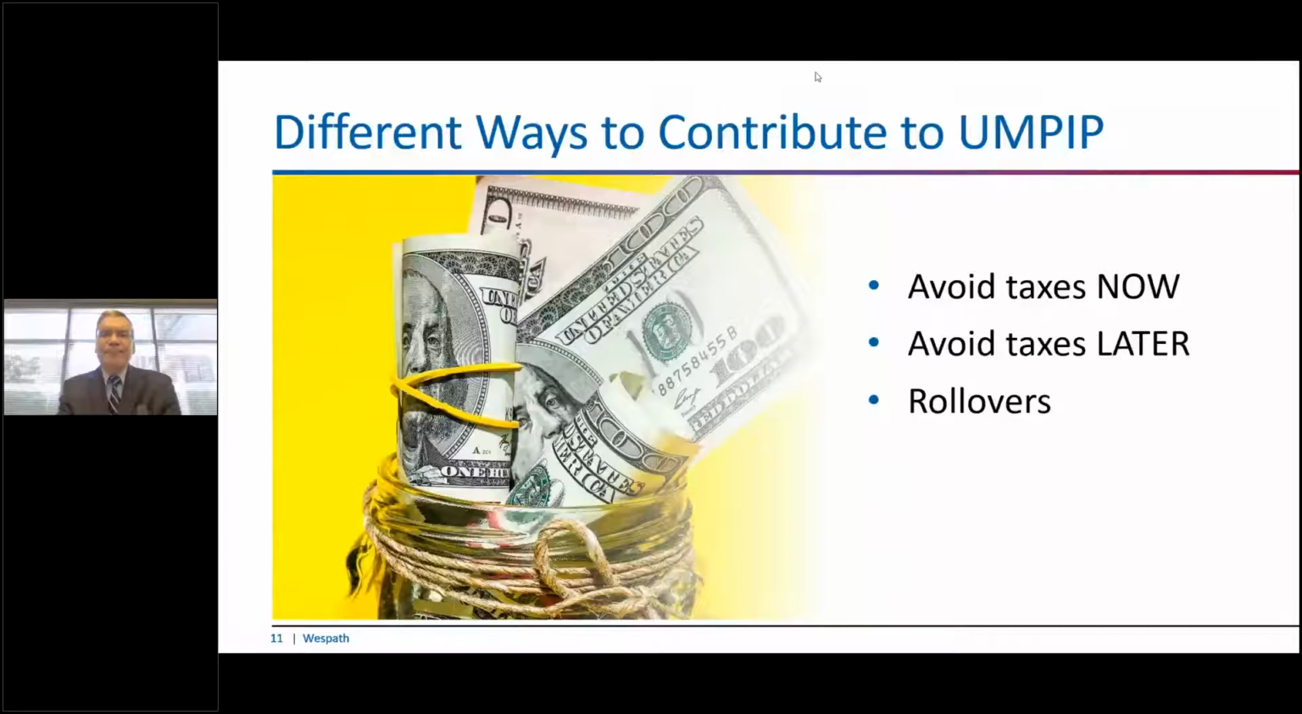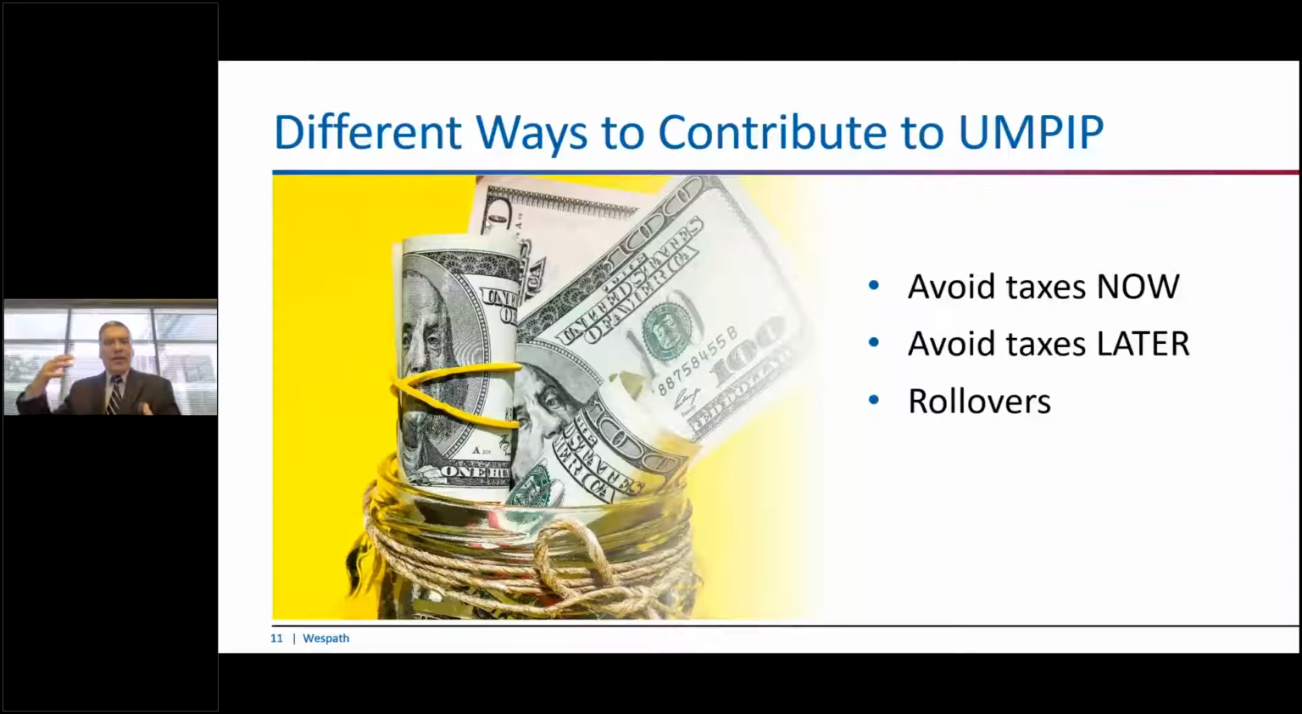So really, depending upon what you're trying to do, some of our participants are trying to avoid taxes now, and they'll make before-tax contributions. Still others are trying to avoid taxes later. We'll talk about Roth contributions as an important way to avoid taxes later. These defined contribution plans are portable, okay?